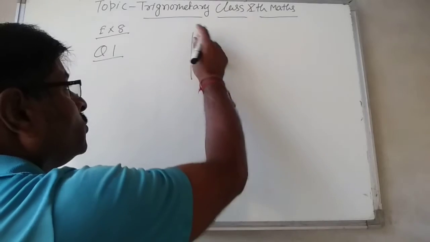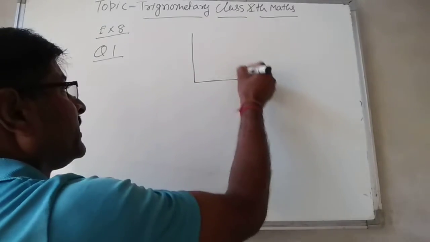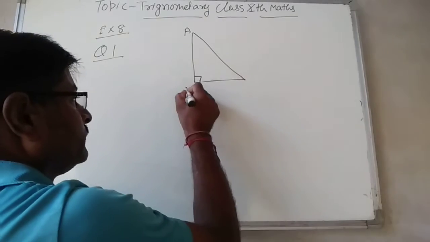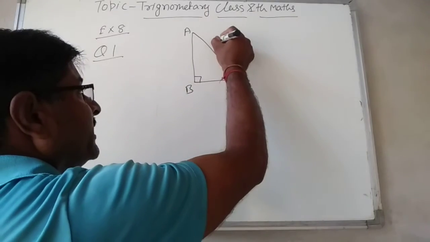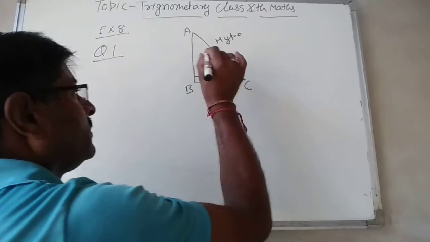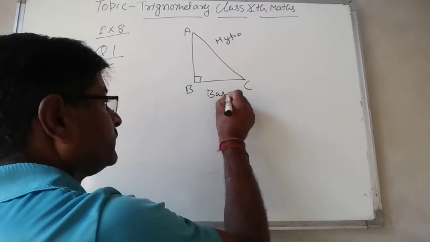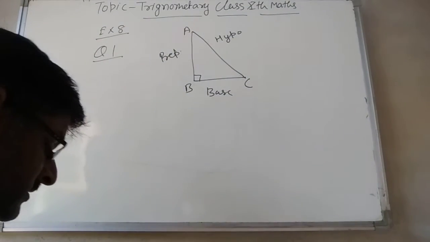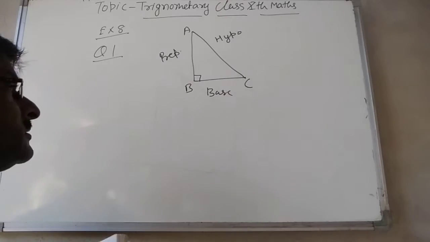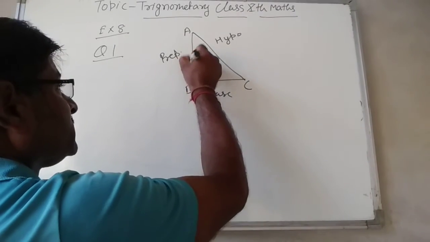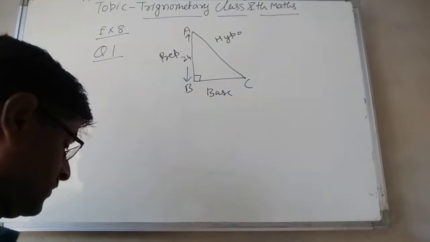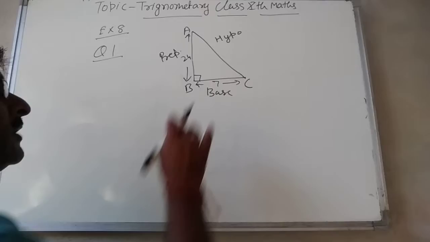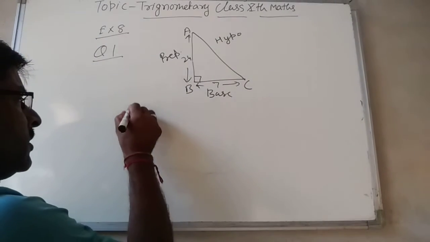Where we use, how to use these ratios in trigonometry. This is right angle triangle ABC, right angle at B. So this side is known as hypo. This is base and this is perpendicular. In question number first, side AB is 24, this is given in the question. BC is 7. So firstly we have to calculate the hypo using Pythagoras theorem.